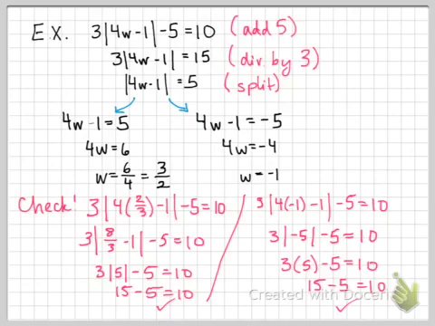You can have a maximum of 2 answers for an absolute value expression. You can have a minimum of 0 answers.